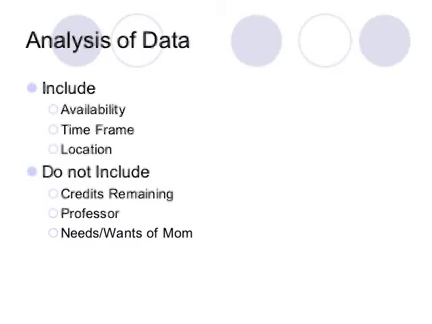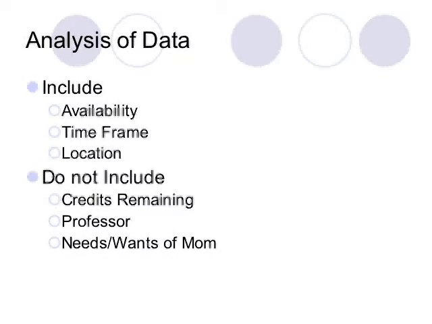Based on the averages recorded in the previous chart, I conclude that the information that should be included in a computerized system for these decisions should be availability, time frame, and location. Both Betty and I agreed that these pieces of information were the most important throughout all of her decisions. I also conclude that the information that should not be included are the credits she has remaining for her degree, professors, and the needs and wants of mom. Both averages were very low in importance for all of these decisions.